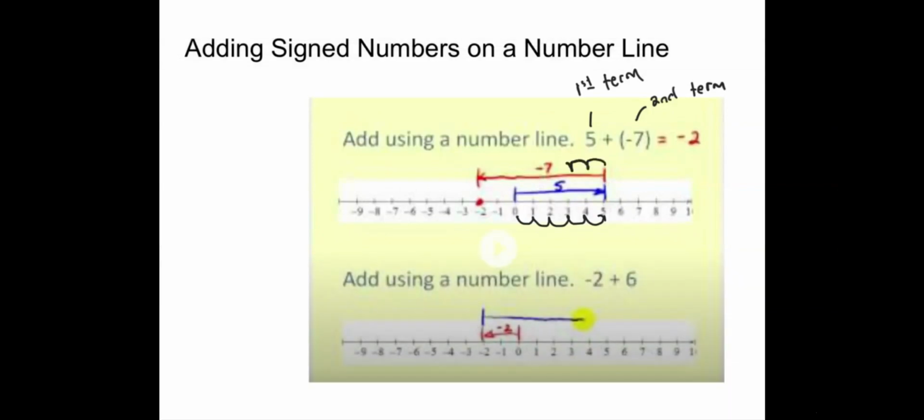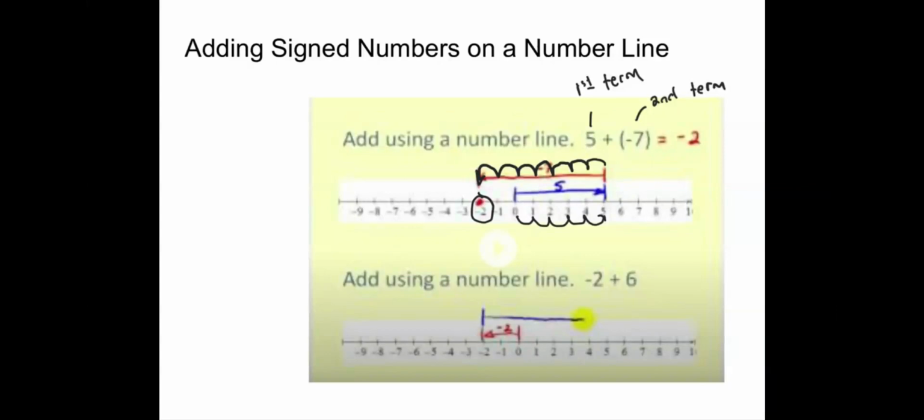So 1, 2, 3, 4, 5, 6, 7 units to the left, which lands us at our solution, or the sum, negative 2. So the sum of 5 plus negative 7 is negative 2. Let's take a look at another example.